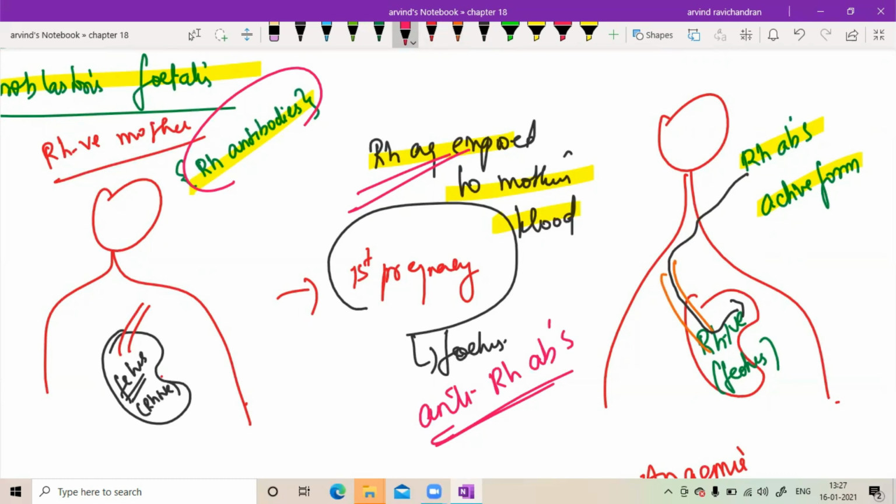So this is about blood grouping. We have discussed ABO blood grouping, Landsteiner's Law, and then erythroblastosis fetalis.